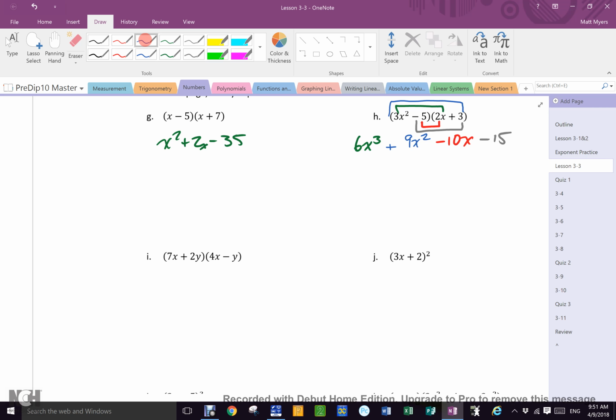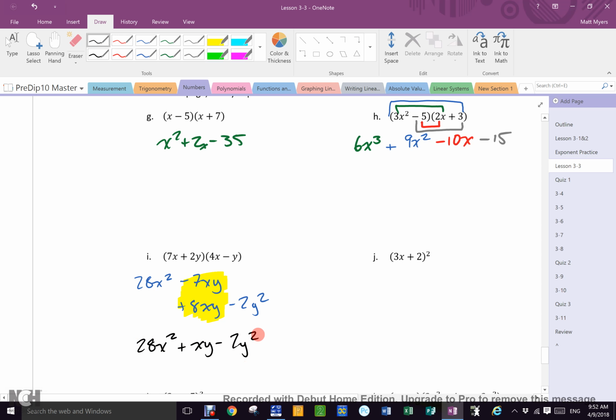What's this one? 28x squared minus 7xy plus 8xy minus 2y squared. Why did I write this one like this, but this one like that? Because he knew there were going to be different terms. I found like terms, so I grouped them together in my work, and I got 28x squared plus xy minus 2y squared.